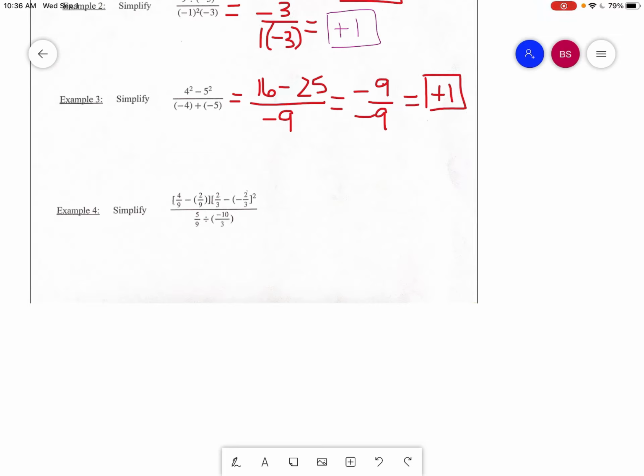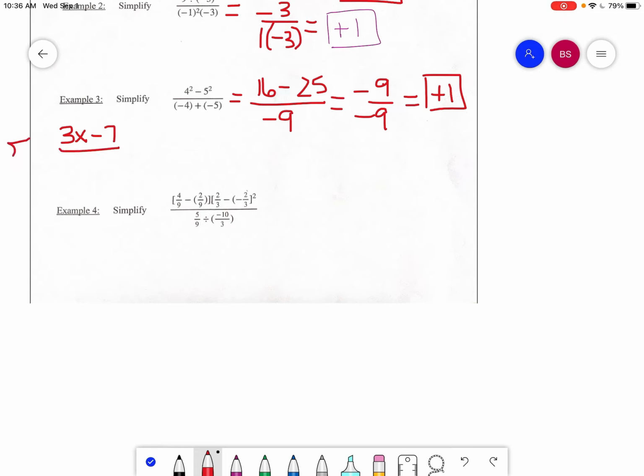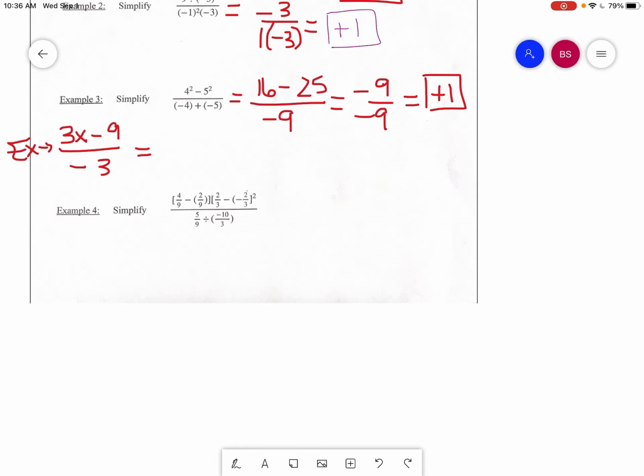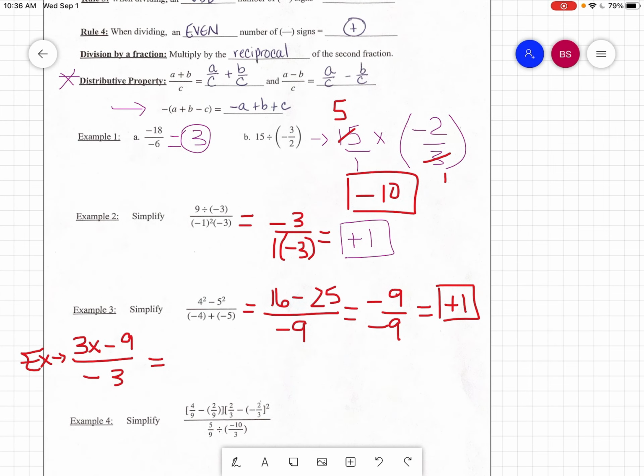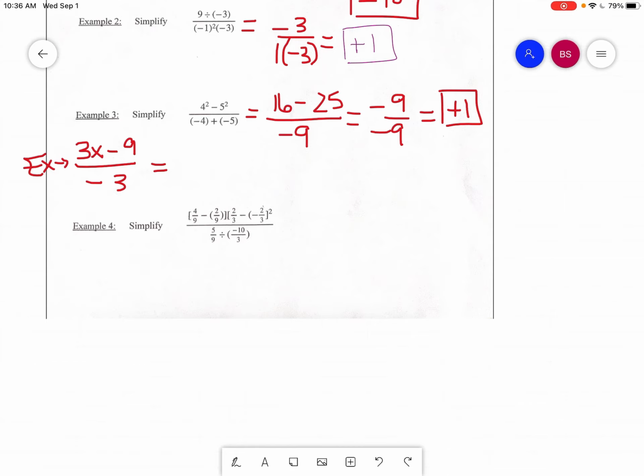Okay. Example 4 I'm going to do, and then I actually want to do one more before we get to example 4. So I need to make one up here. I'm going to do 3x minus 7 all over, here's my last example, so squeeze it in. 3x minus 7 all over negative, actually, hold on. Sorry, not 7. Let's do 9. 3x minus 9 all over negative 3. Okay, so this is going to kind of relate to the distributive property that we had up above, but I want to show you how to simplify something.